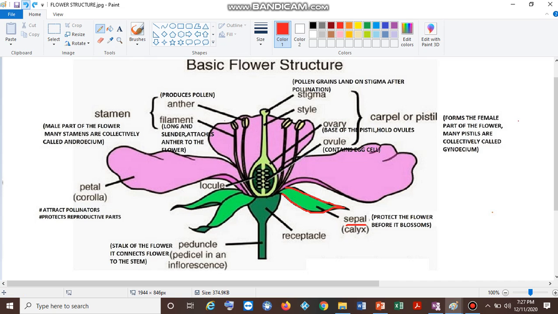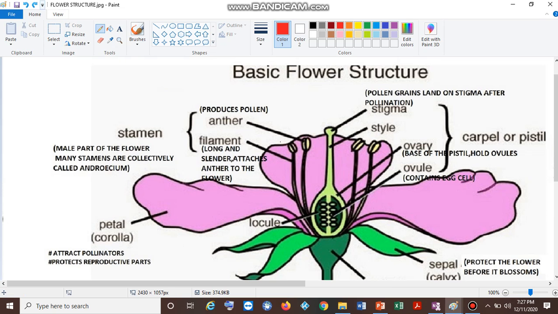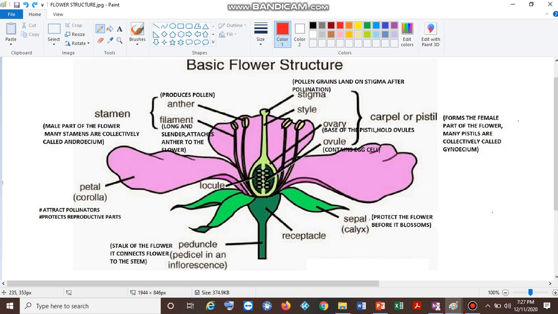Coming to the next part, the next part is petal. Here also you can see this one is a petal. The colored part of the flower is called petal, this part. Individually it is called petal and collectively a collection of petals is called corolla.